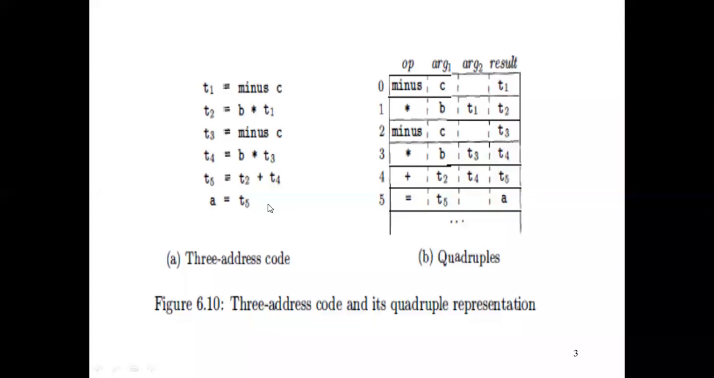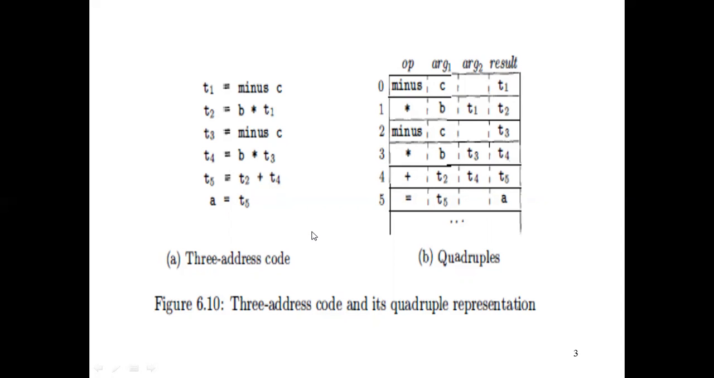Now you can see A is equal to T5. This is the reduced form of the given expression, and T5 is the temporary variable. This is called the three address code form of the given expression. We can use a number of temporary variables as per need, and ultimately at the end A is equal to T5. The value of T5 is assigned to A. So this is called the three address code for the given expression.